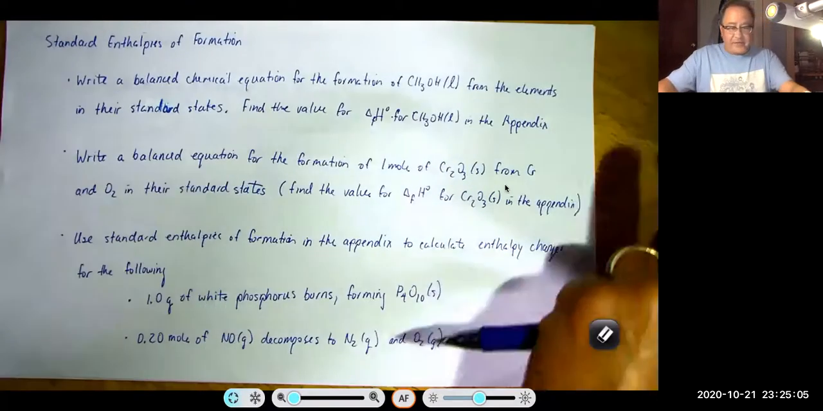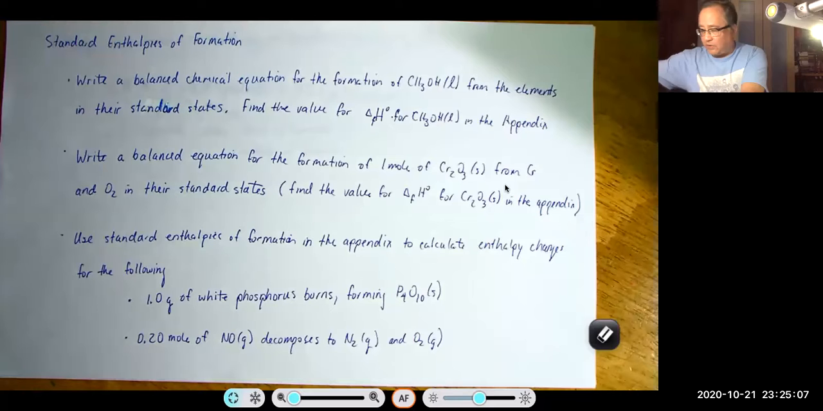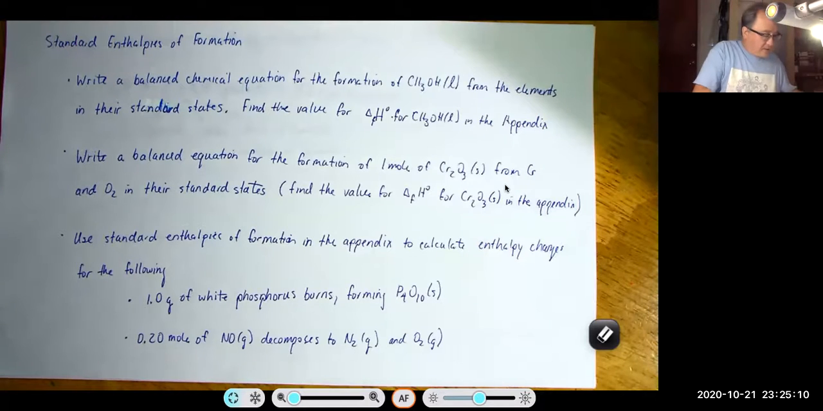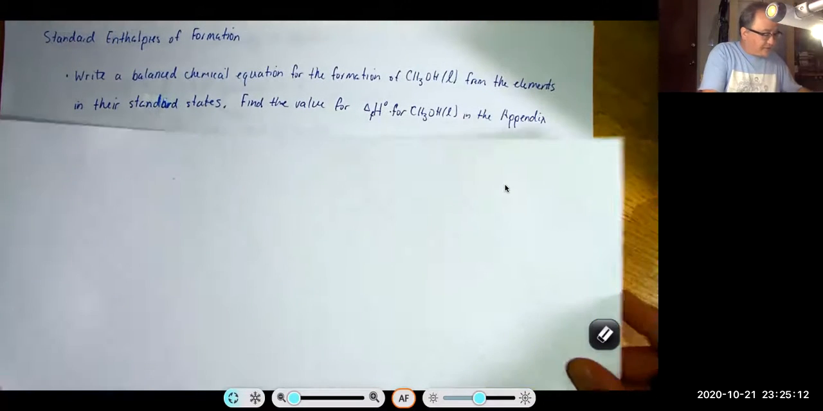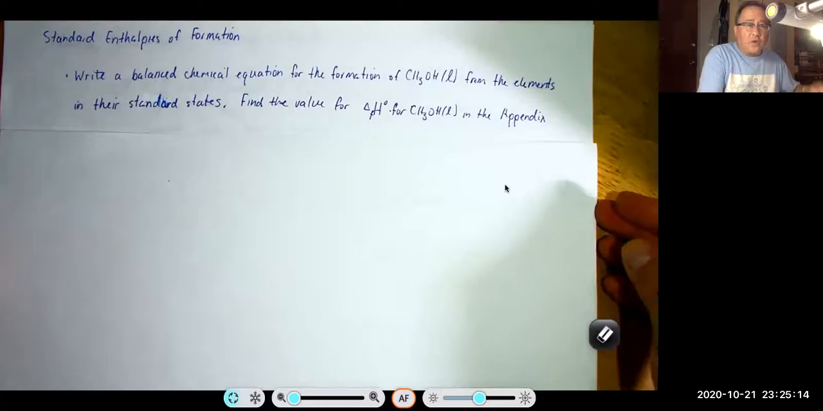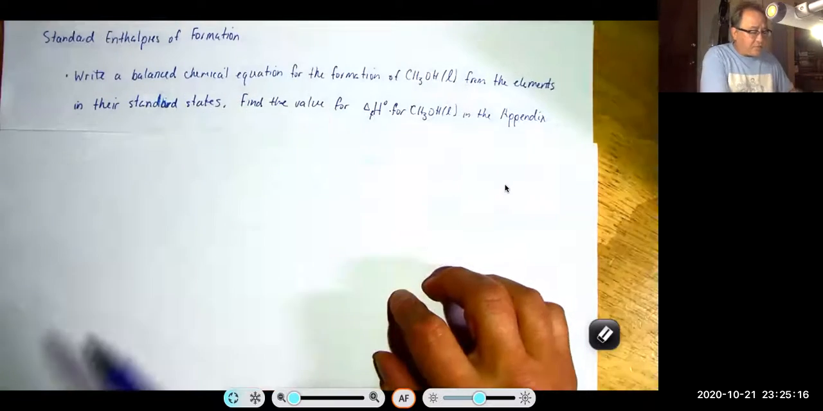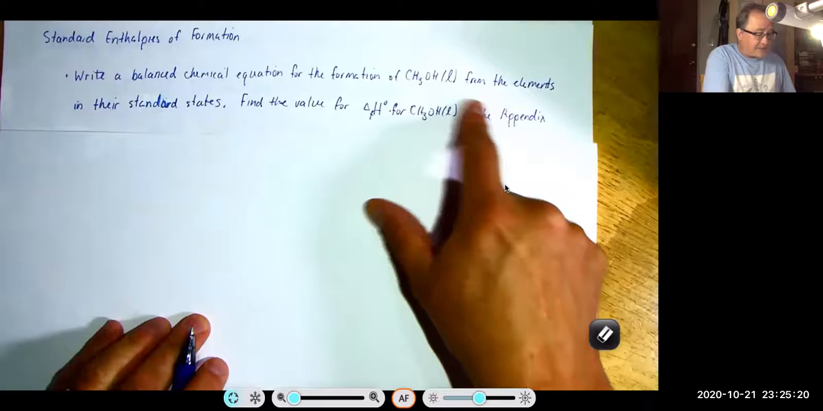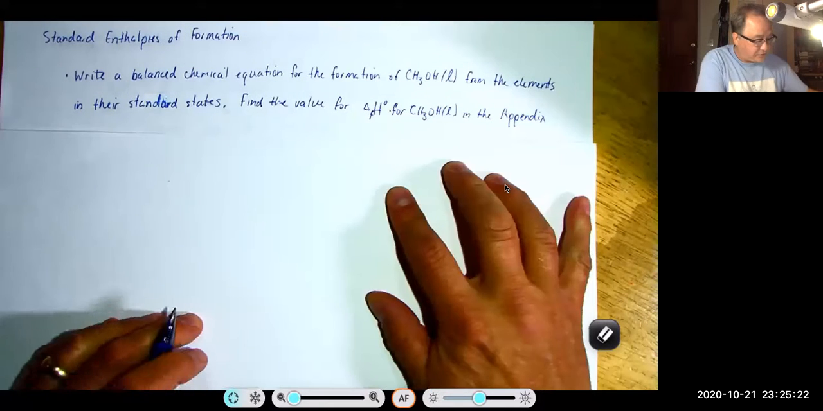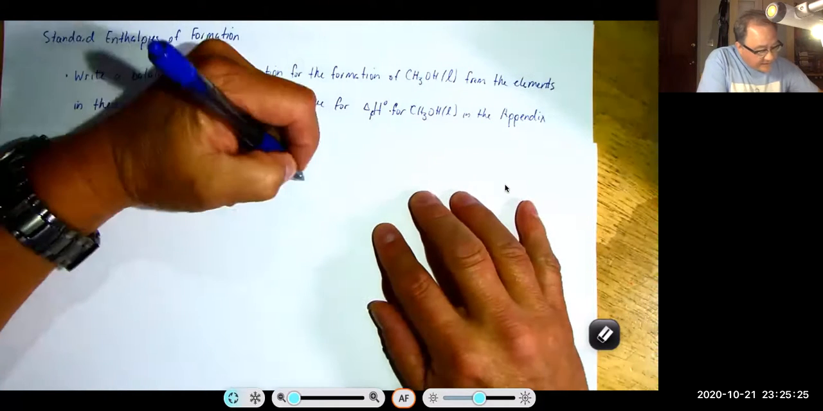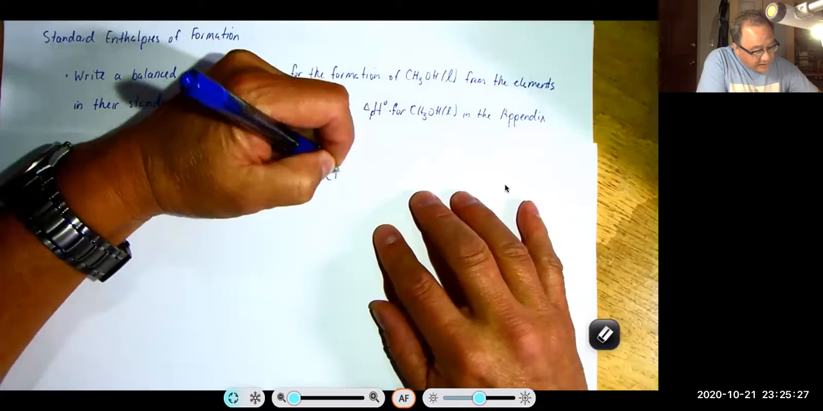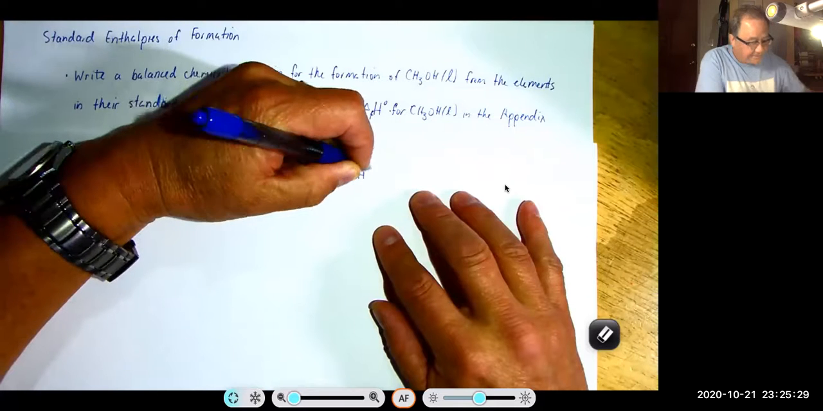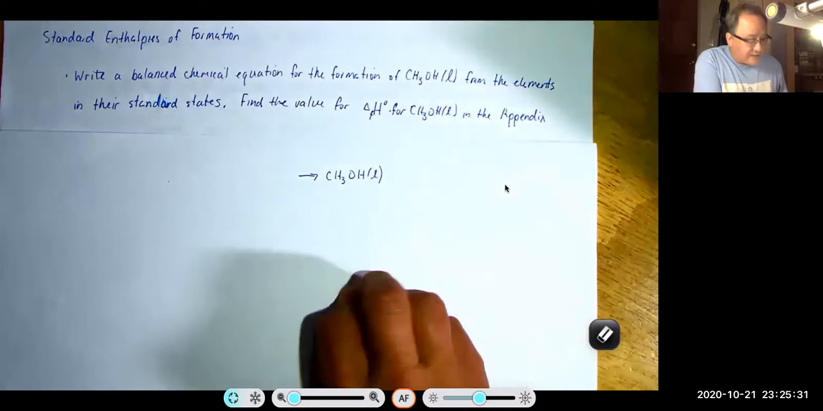Okay, so let's take a look at some problems here that we're going to solve. So the first problem is for standard enthalpy of formation. Write a balanced chemical equation for the formation of CH3OH liquid from the elements in their standard states. So we're going to write down CH3OH liquid.